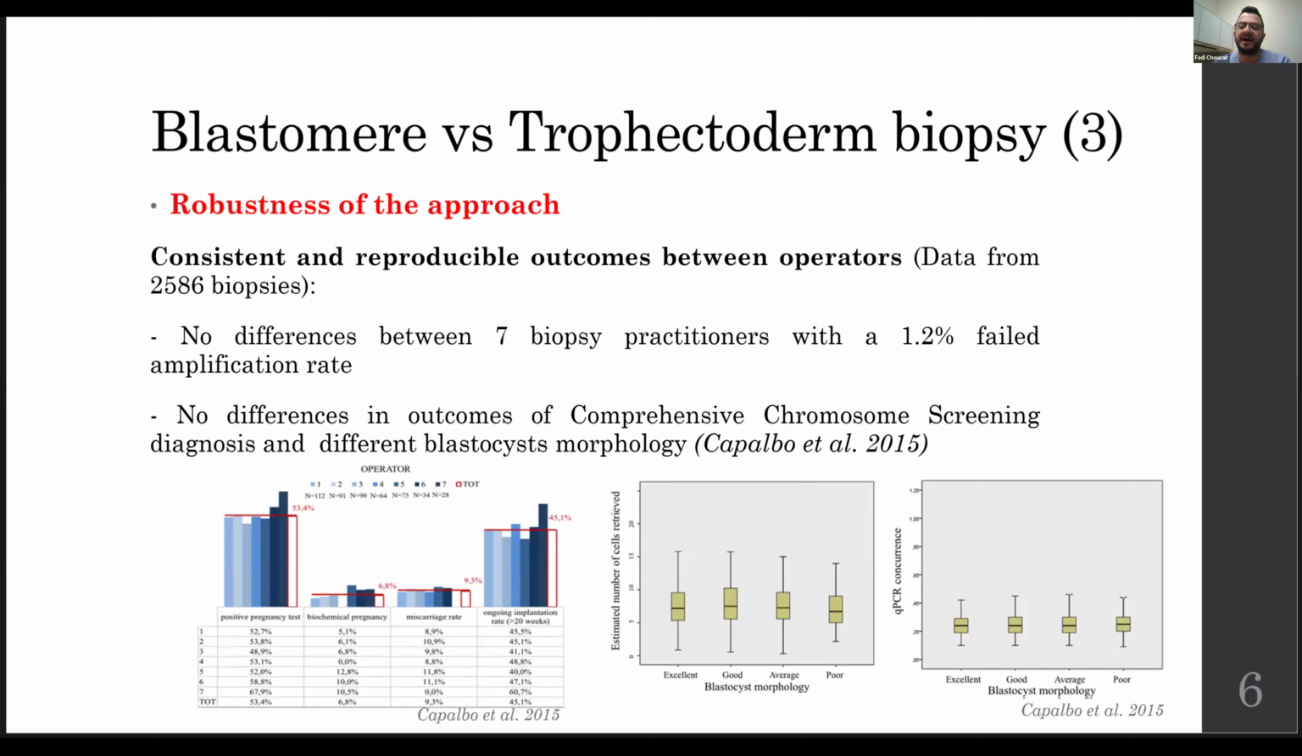Trophectoderm biopsy also demonstrates high procedural robustness. So it's a very robust approach. A large data set of around 2,500 biopsies from the data of Capalbo et al. showed consistent and reproducible outcomes across 7 different operators, embryologists, with no significant variation in amplification failure or diagnostic outcomes. Furthermore, results from the large-scale initial data set were consistent across varying blastocyst morphologies, underscoring the method's reliability and broad applicability in clinical practice.